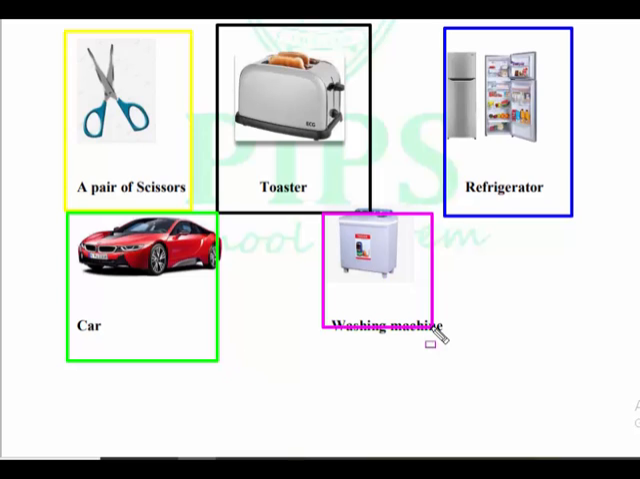And the last one is washing machine. Washing machine is used to wash clothes.